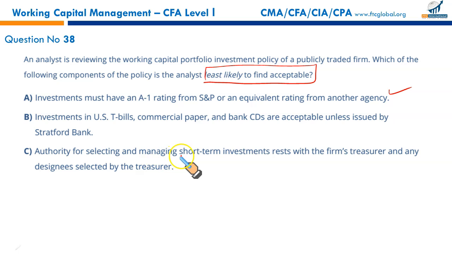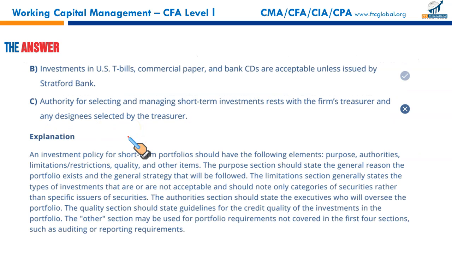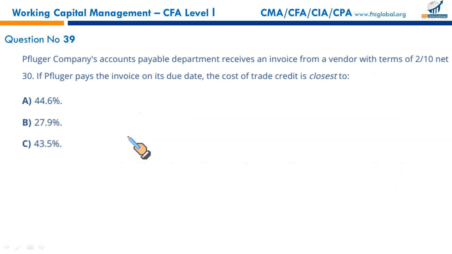Authority for selecting and managing short-term investments rests with the firm's treasurer and any designee selected by the treasurer. Correct. Investment in US T-bills, commercial papers and bank CDs are acceptable unless issued by Stratford Bank. We do not go for such specifications. So this is least likely acceptable. That makes B the correct option.